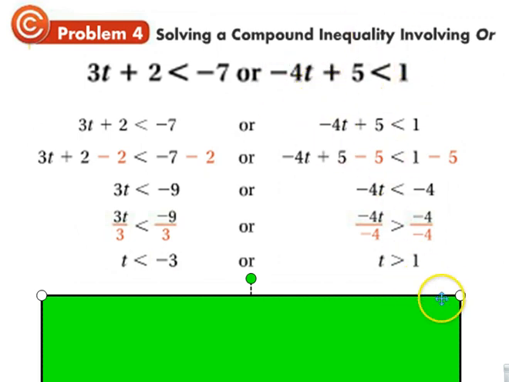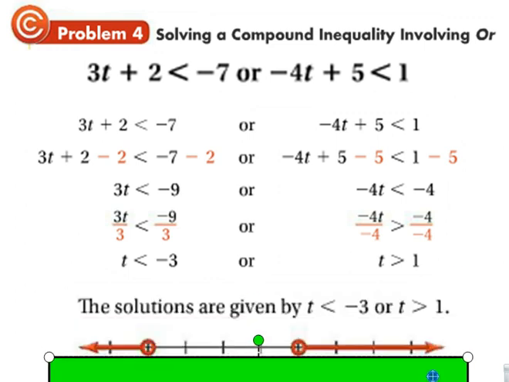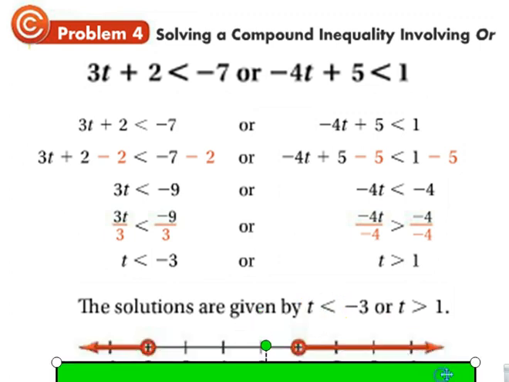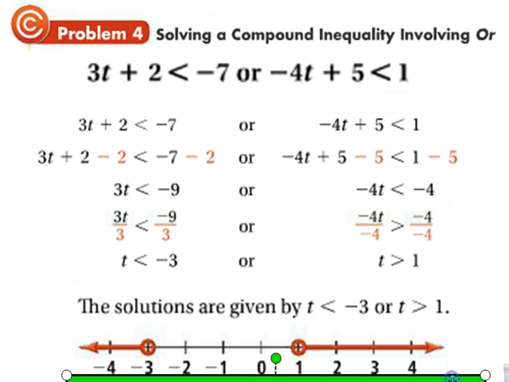We go through the process of solving that, and what that leads us to is the solutions. T is less than -3 or t is greater than 1. We're going to do our graphing for that, and in this case it looks like this. So an open circle on -3 shading left, an open circle on +1 shading to the right. Okay, so in that case we are doing each part individually, and then we're paying attention to what happens with our answers. So that's how we go through that process.